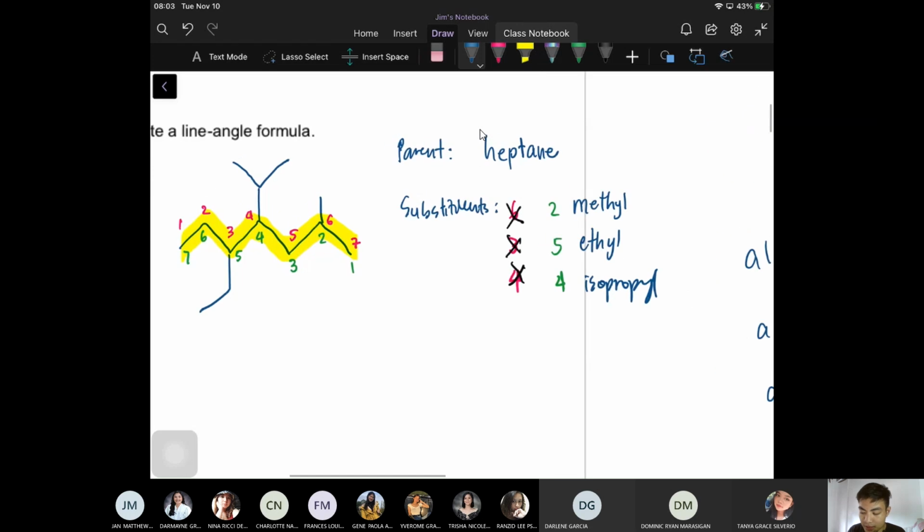Okay? So alphabetize natin. Ethyl mauuna kasi letter E yan. Again, if number and letter yung magkatabi, may dashes dapat. Na? 5-ethyl. Ayusin ko ulit sulat.